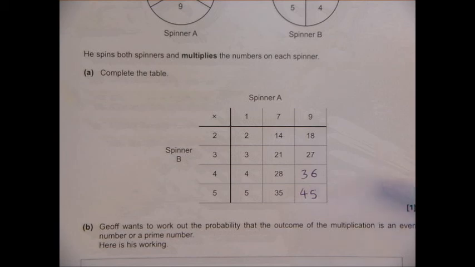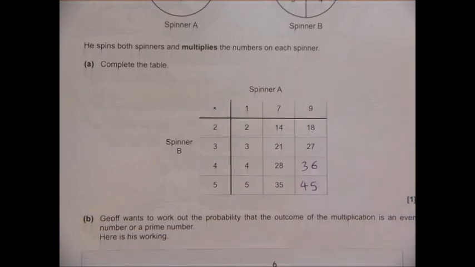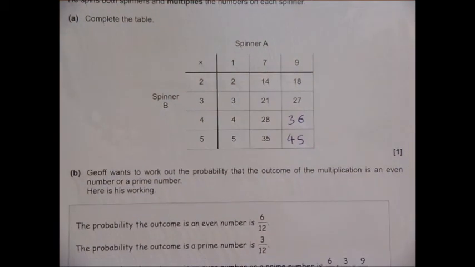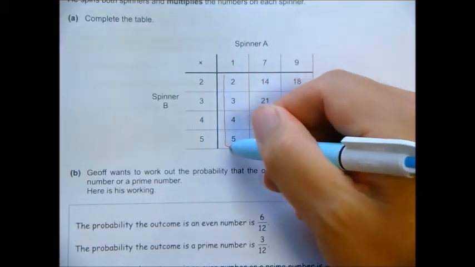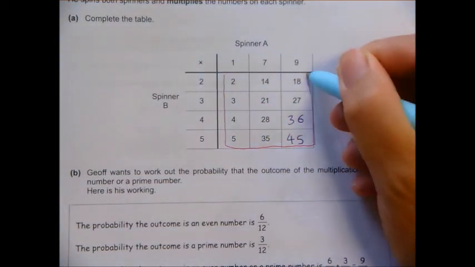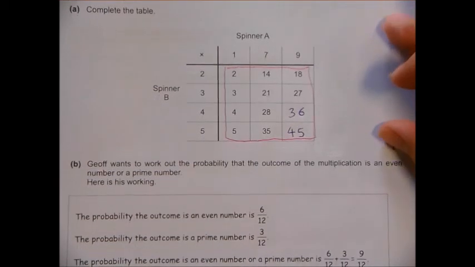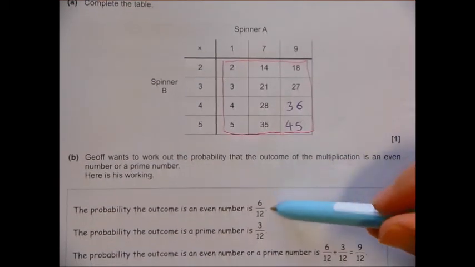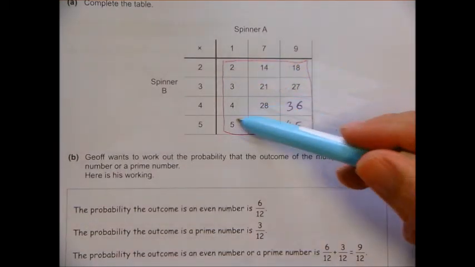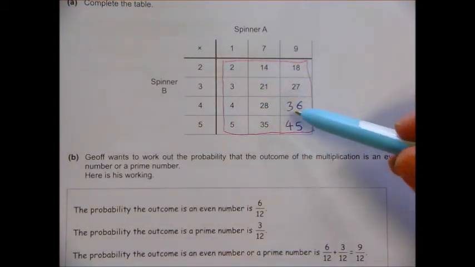Please don't lose that. Now, Jeff wants to work out the probability that the outcome of the multiplication is an even number or a prime number. So when he says that, he means these numbers here. These are the outcomes of the multiplications, because when you do your multiplications, these numbers are the outcomes. That's fairly straightforward. So here's his working. So he says the probability the outcome is an even number is 6 over 12. Let's just check that. There's 12 numbers here. Are 6 of them even?